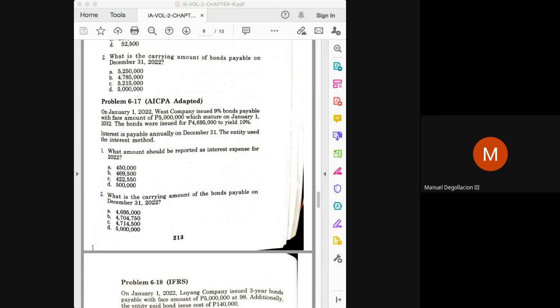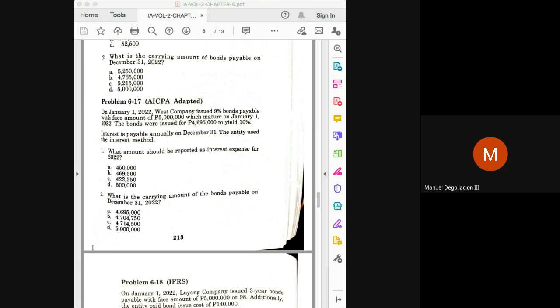You would get 30,500. And again, the good thing with the straight line method is that your amortization would be uniform throughout the term of the bond. Year one is 30,500. Next year we expect that it will also be 30,500. Okay. Now we already have the amortization of the discount.